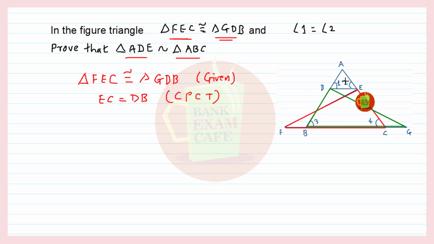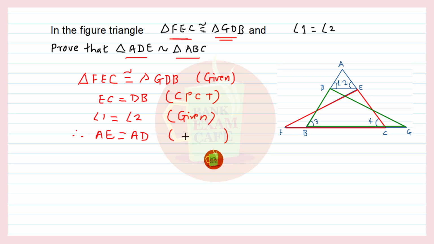Now here it is given that angle 1 is equal to angle 2. In triangle ADE, angle 1 is equal to angle 2. It means the sides opposite to the equal angles are also equal, and so AD is equal to AE, or you can take AE is equal to AD, because sides opposite to equal angles are also equal.